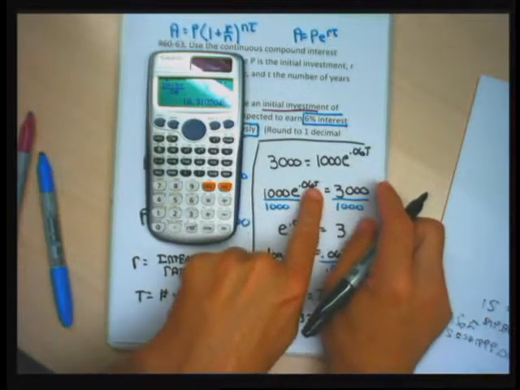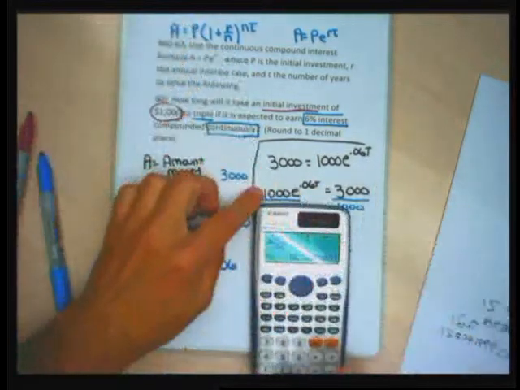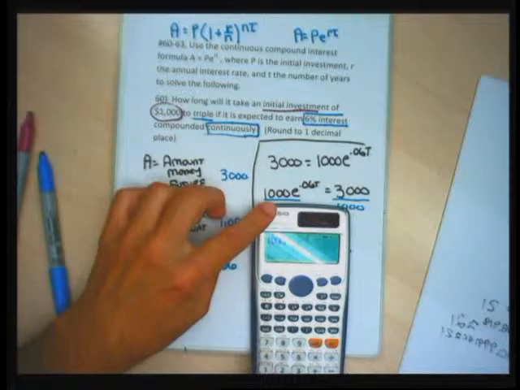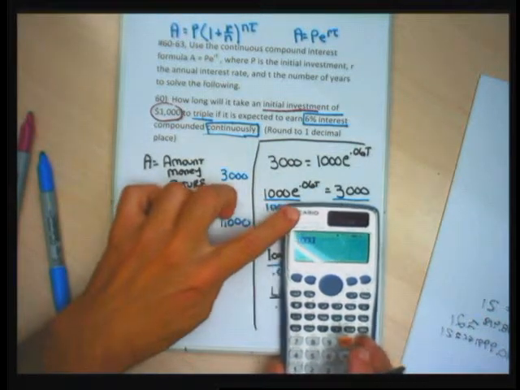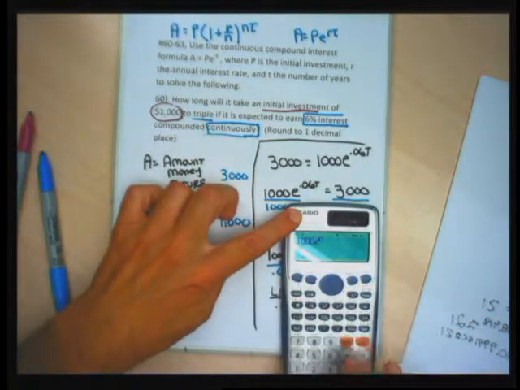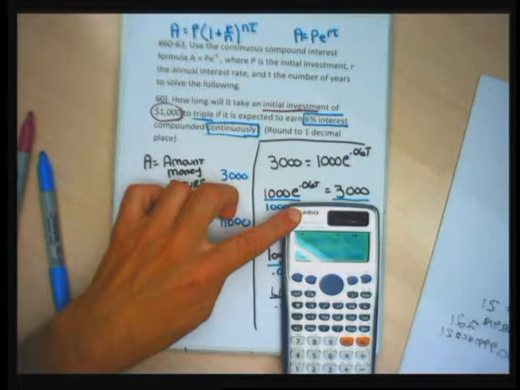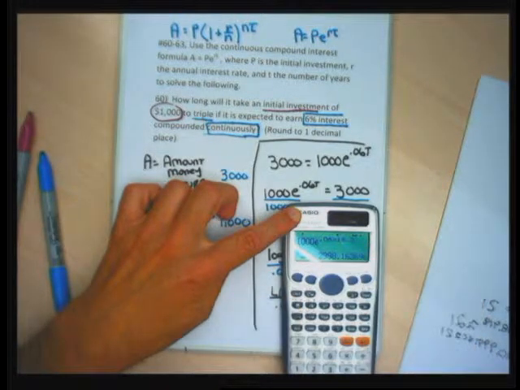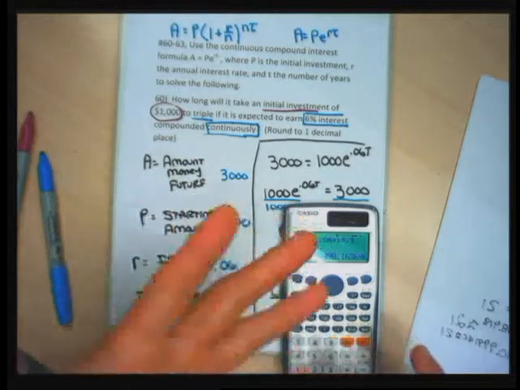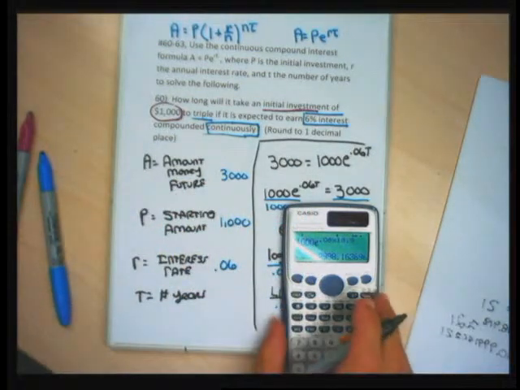I'm going to check it right in line. Is 1,000 times e to the 0.06 times my answer 18.3 about 3,000? It's 2,998. That's close enough to 3,000 for me. If I didn't think it was close enough, I can go back to my answer and take a 2 decimal rounding or a 3 decimal rounding, and it'll check better. But I think it's only $2 off. I feel good enough about that.